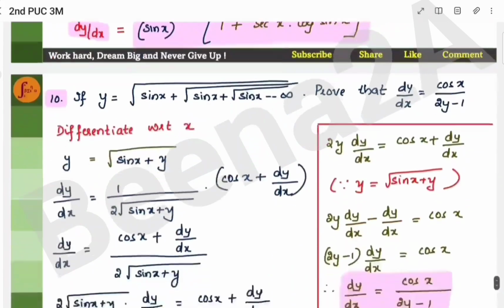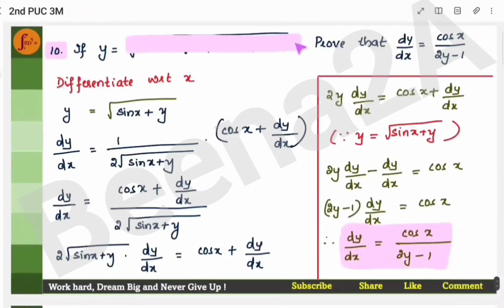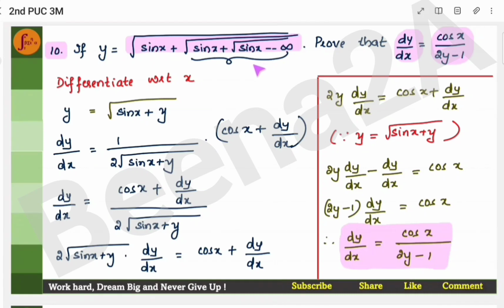Differentiate. Infinite series. This is again very simple. Infinite series is the simplest one in differential calculus. You assume that y is equal to, you put the square root as is, put sin x, the first term, then the remaining everything should be y. So it will be sin x plus y. Now I'll find the derivative. Once I find the derivative, I get dy by dx, so I'll get this right hand side. This problem is a little lengthy, but it is simple.